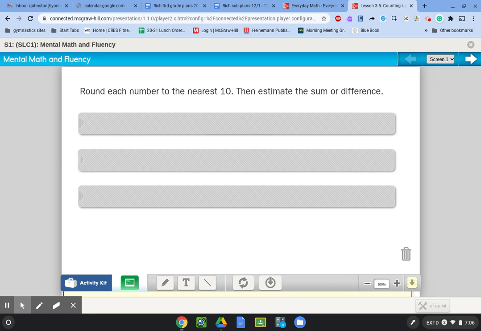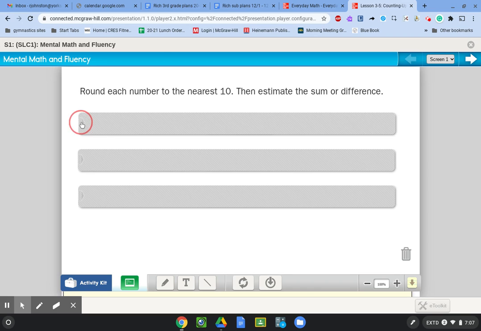Today we're doing math lesson 3-5, and it's called Counting Up Subtraction. But we're going to start with some mental math, some slate work, so get out your slates. If for some reason you don't have a slate, a piece of paper will do just fine. We're going to round each number to the nearest 10, and then you're going to estimate the sum or the difference. Remember, the sum is an answer to an addition problem. Difference is the answer to a subtraction problem.